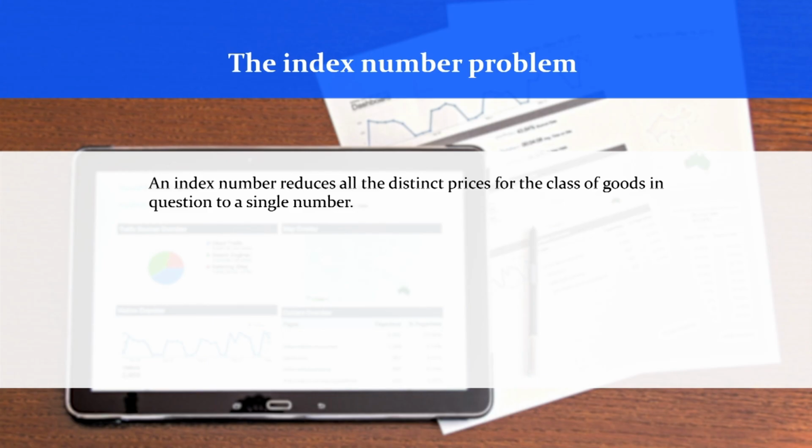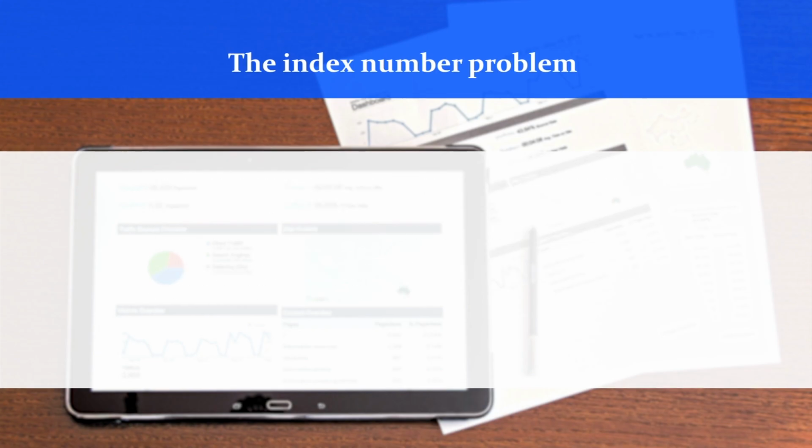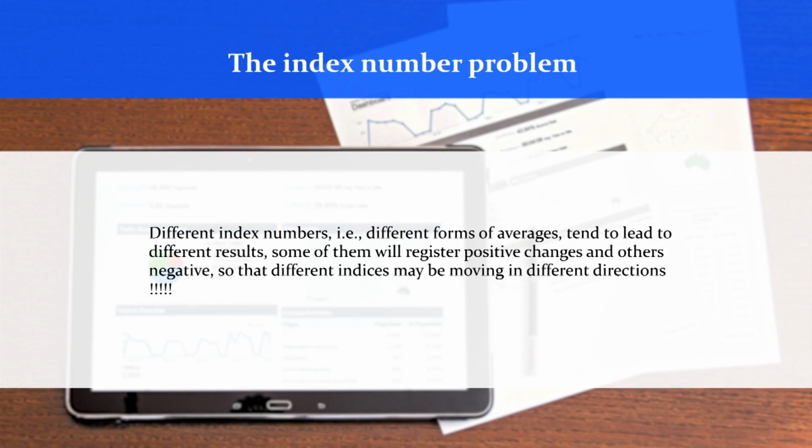and it reduces all distinct prices for the class of goods in question to a single number, cuts through the noise, and thus helps in seeing the picture, but hides potentially important details. Some prices may be increasing but many others can be decreasing. So different index numbers, that is different forms of averages, tend to lead to different results. Some of them will register positive changes and others negative, so different indices may be moving in different directions.